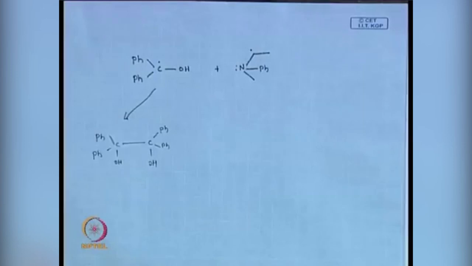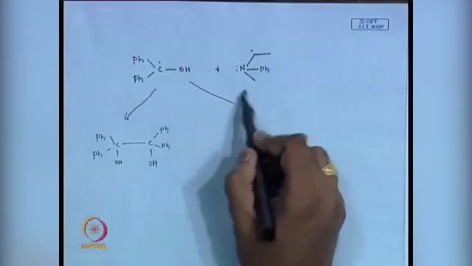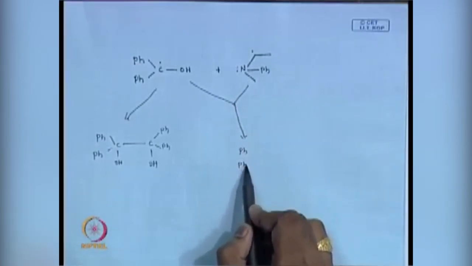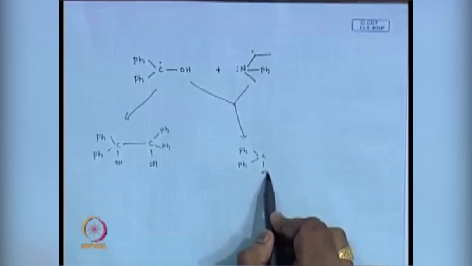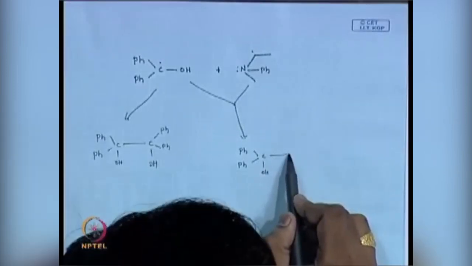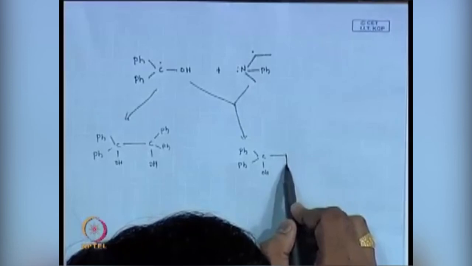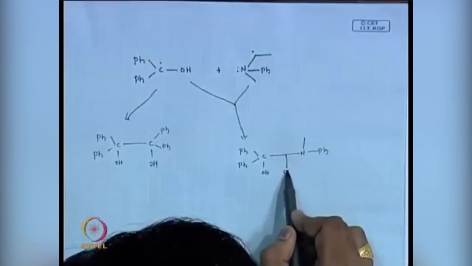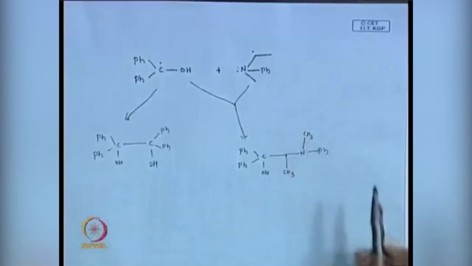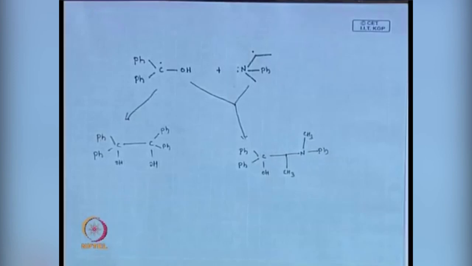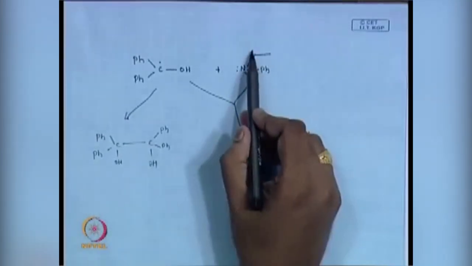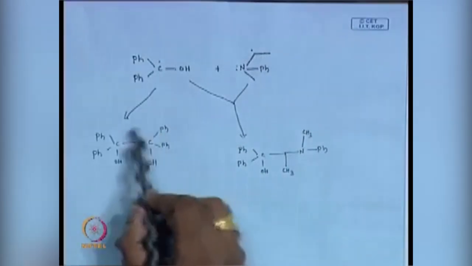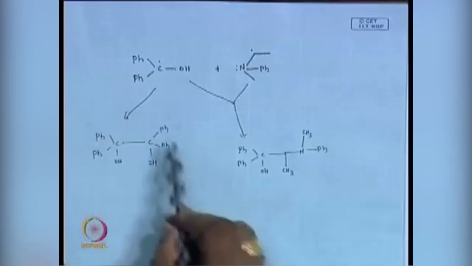That you can expect, or these two can combine with each other. We can see this type of products also. You can get this type of products also, right? Here it can make a bond, so that also happens, but this is the major product you get most of the time, benzopinacol.